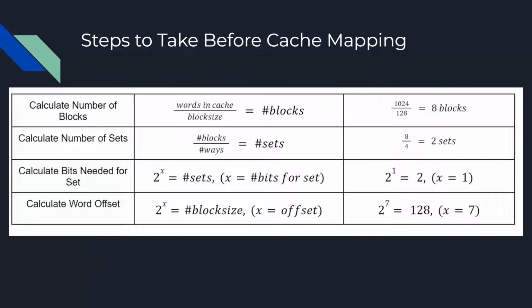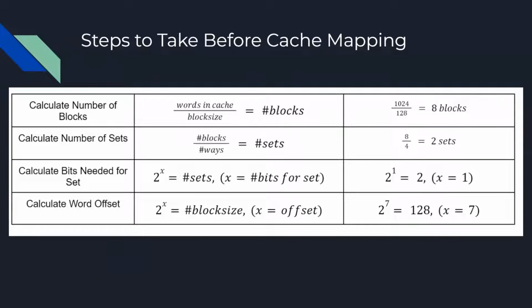So the steps to be taken before cache mapping. First, you want to calculate the number of blocks. This is done by dividing the number of words in the cache by the block size. In our case, we have 1024 divided by 128, which gives us 8 blocks. Next, you want to calculate the number of sets you're going to be using. You take the number of blocks and divide it by how many ways. In our case, we have 8 blocks, which we just calculated, divided by the four-way, which gives us 2 sets.